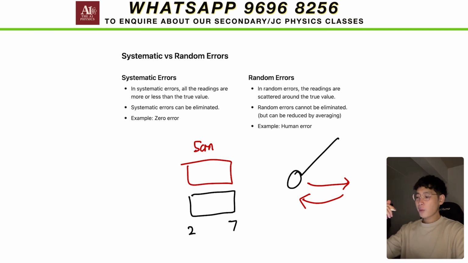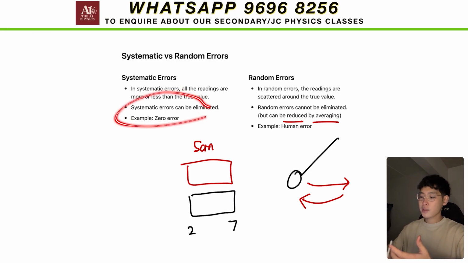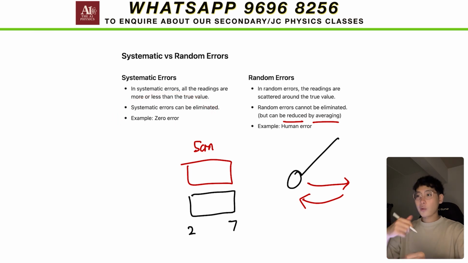The thing about random errors is that they cannot be eliminated. You cannot eliminate human error. There's always going to be some degree of error. You cannot perfectly time the stopwatch at the exact moment the pendulum comes back. But random errors can be reduced by averaging. You can take the timing of 20 oscillations and divide it by 20 to find the average of one oscillation. That's one way to reduce random error, but you cannot eliminate it completely, as opposed to systematic errors, which you can eliminate completely. So that's the difference between systematic and random errors.